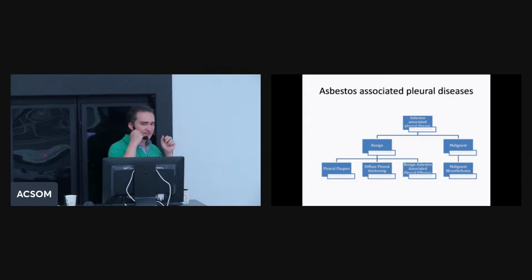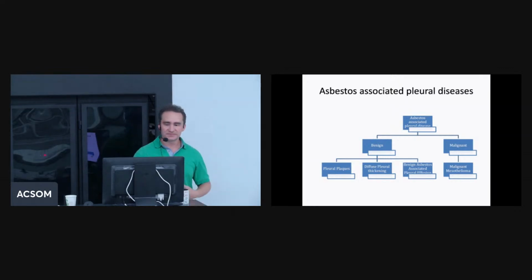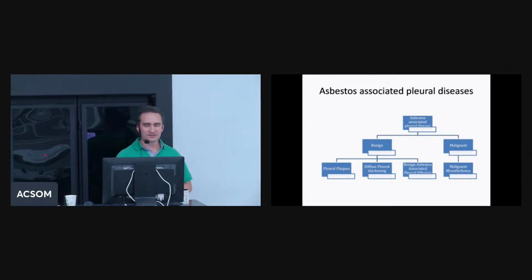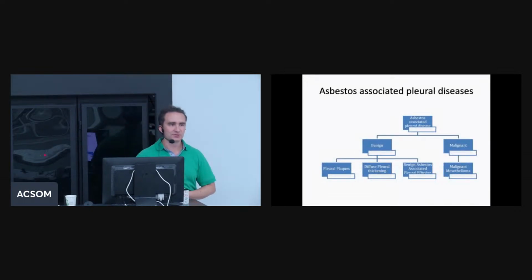On the chest X-ray or CT scan, you may see pleural plaques. A few of these may come together. So you may have pleural plaques, which will suggest asbestos exposure. On CT scan, you'll see effusion, and if you're concerned about malignancy, you may need to do a thoracentesis just to rule out other pathology.